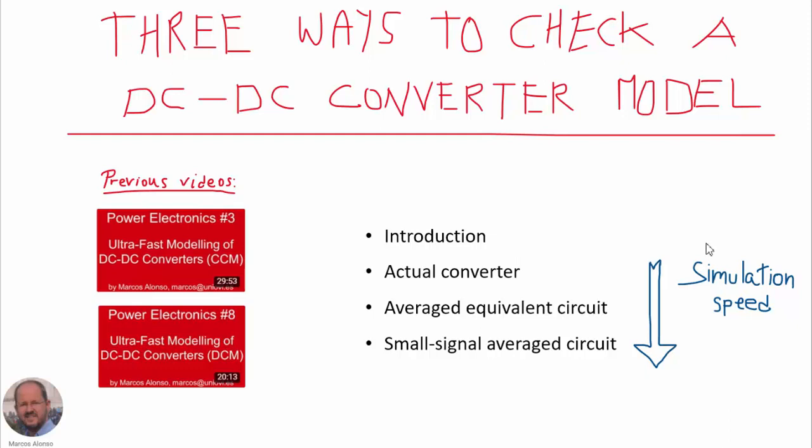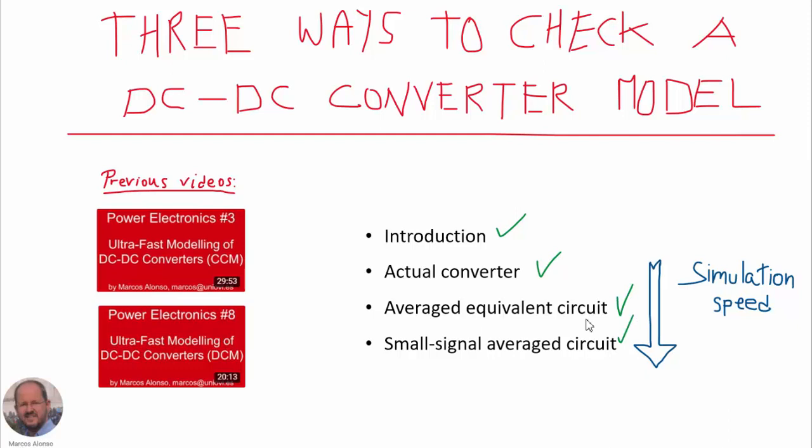So in this video we will see first an introduction, then we will see 3 different ways to check our model. Of course, the first one is using the actual converter. The second one is by using the average equivalent circuits. And finally, we will see how to do it using the small signal average circuit.